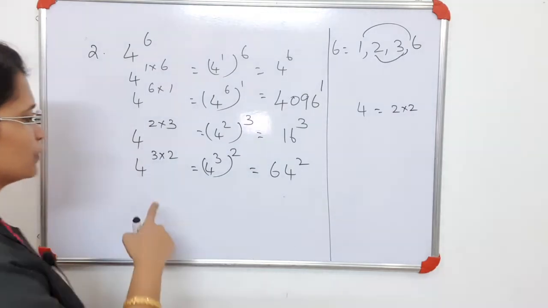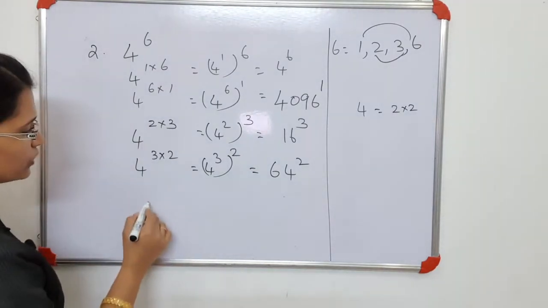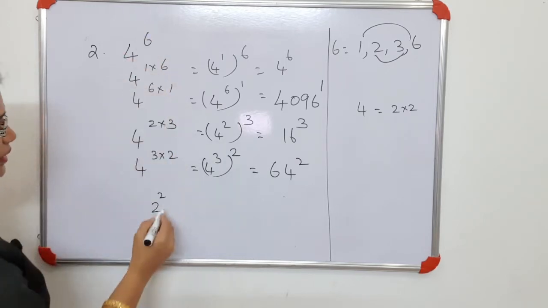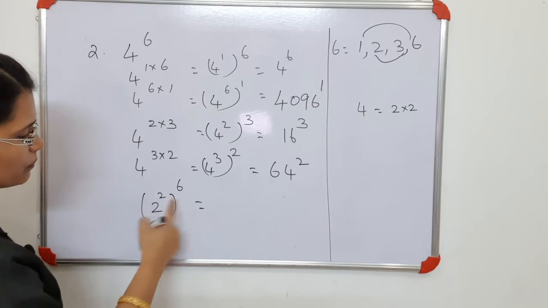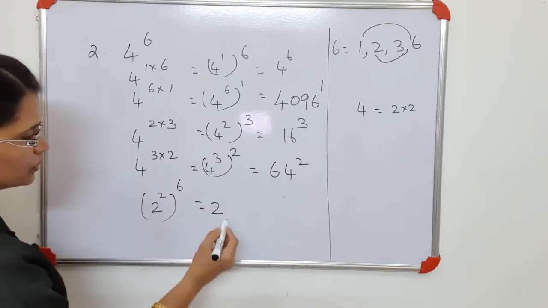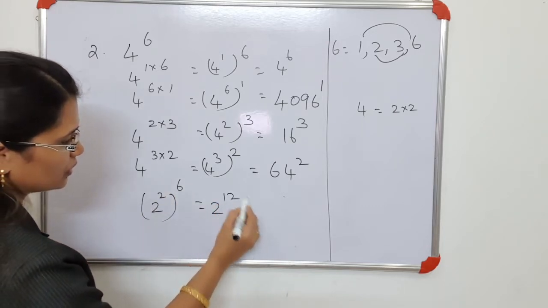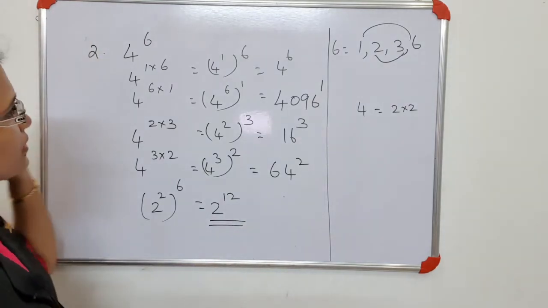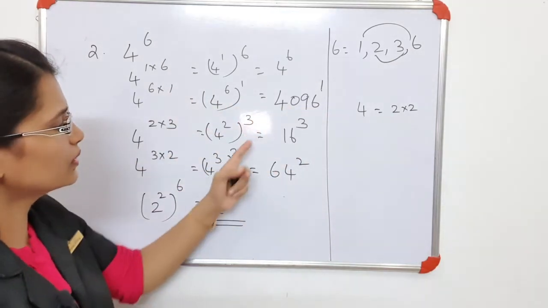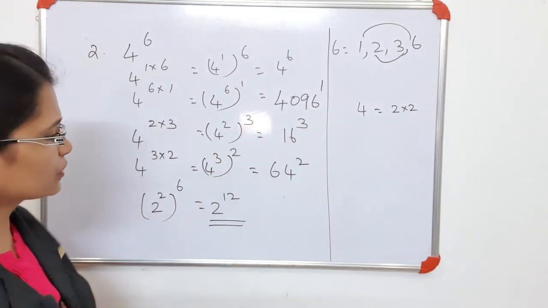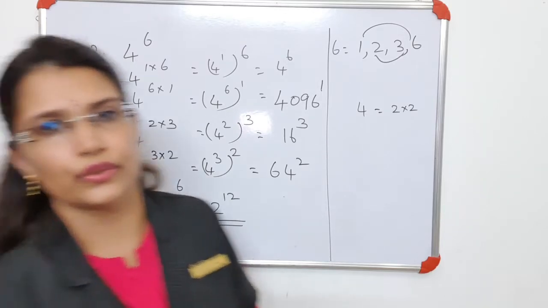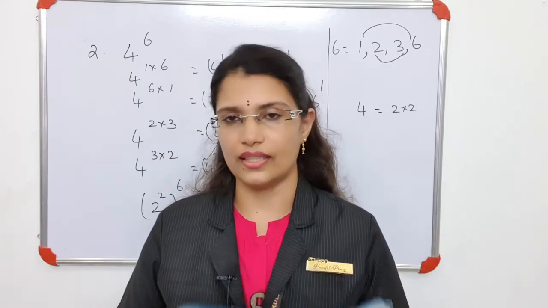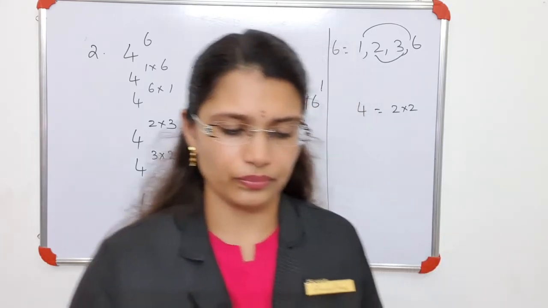We can write, so here instead of 4, you can write 2 raised to 2, and then 6 is equal to 2 raised to 2 into 6. What is 2 into 6? 12. So 2 raised to 12. So we can write 4 raised to 6 as 4096 whole raised to 1, 16 cube, 64 square and 2 raised to 12. These are the ways we can write this as powers of different numbers.